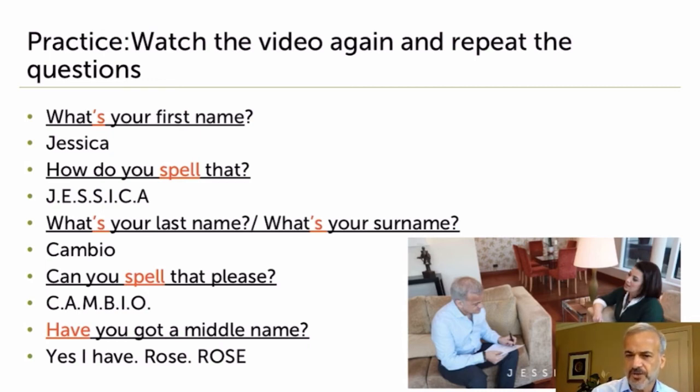Okay, so let's just go again. So, what's your first name? Jessica. How do you spell that? Jessica. What's your last name? What's your surname? Cambio. Can you spell that, please? Cambio. And finally, have you got a middle name? Yes, I have. Rose. Rose.